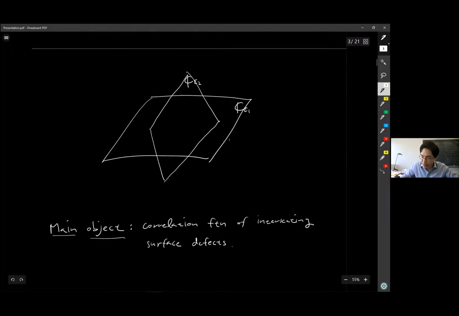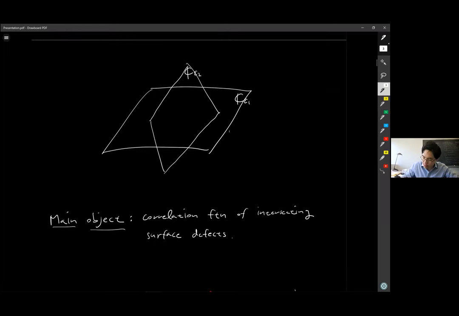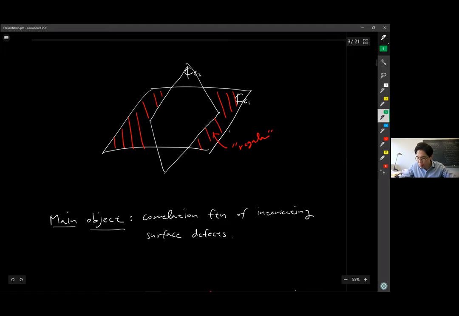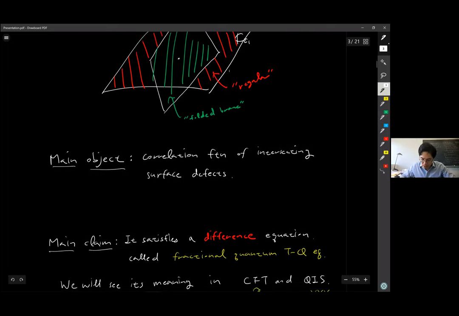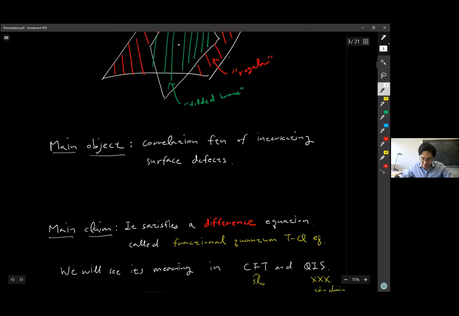All right, so the main objects will be correlation functions of intersecting surface defects. Here I visualize the four-dimensional worldvolume of the gauge theory. On the first complex plane, I will have a surface defect, which is just called a regular defect. On the second complex plane, I will have another surface defect, which is called a chainsaw brane surface defect. They are transversally intersecting at the origin of spacetime. The main claim will be that the correlation function satisfies a difference equation called the fractional quantum Hamiltonian equation. It's going to be useful in the connection of the gauge theory with the two-dimensional CFT and the integrable system. I'll explain its implications.